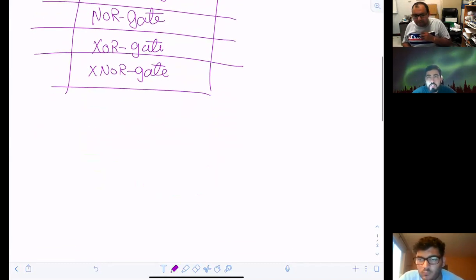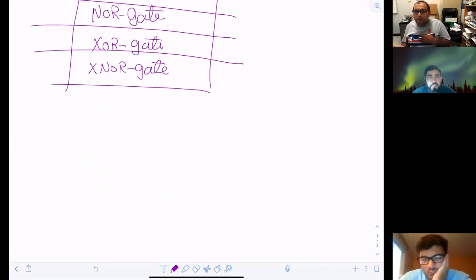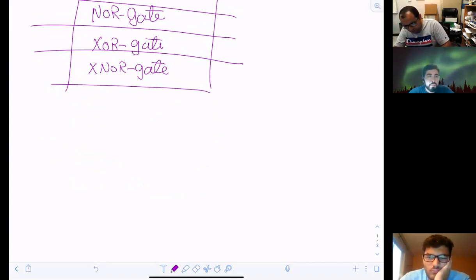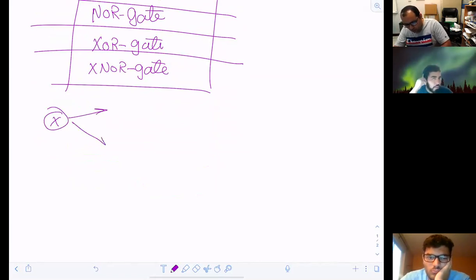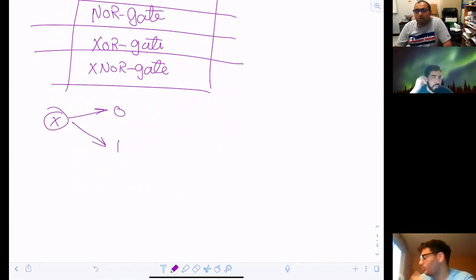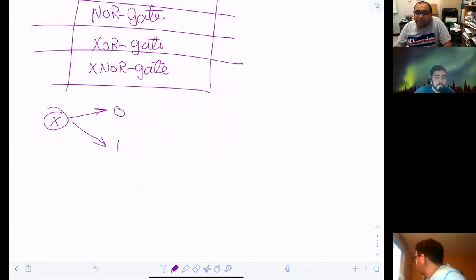Basically, we said that we have a binary system, the computer's binary system. What does it mean? That means if I have a certain variable, which is called x, that variable can hold 0 or 1. That's it. You agree? So it cannot hold more than that.